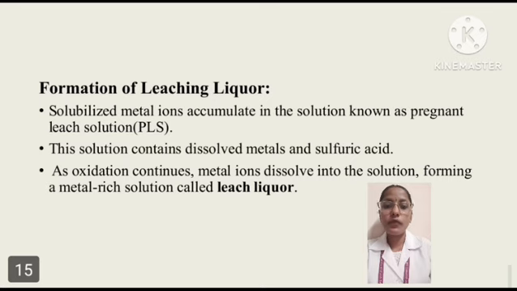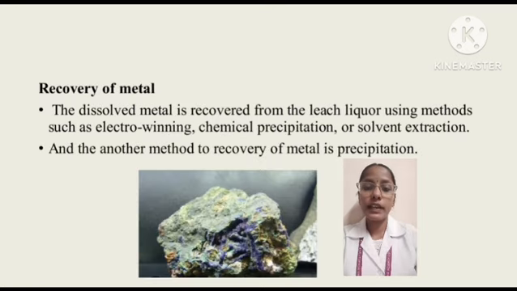The next process is formation of the leaching liquids. The dissolved metal ions accumulate in the solution. The solution is also called pregnant leaching solution. The solution contains metal and sulfuric acid. A high concentration of metals is present in the leaching solution. The last process is recovery of the metal. The dissolved metal is recovered by methods such as electrowinning, chemical precipitation, and solvent extraction.